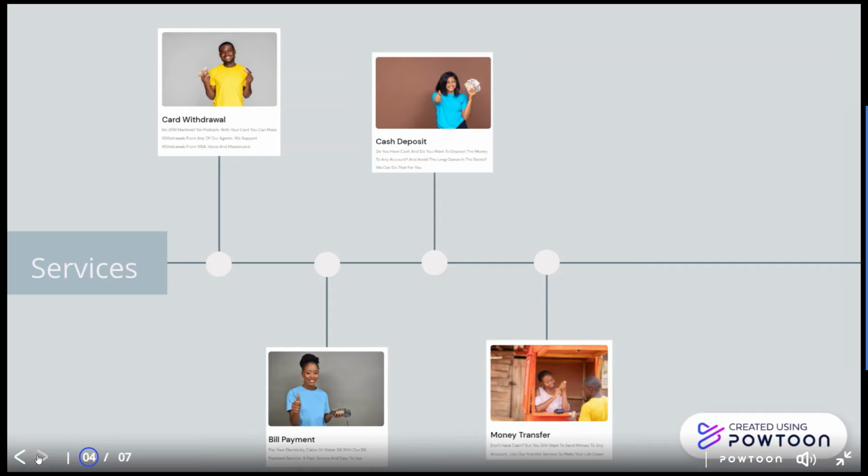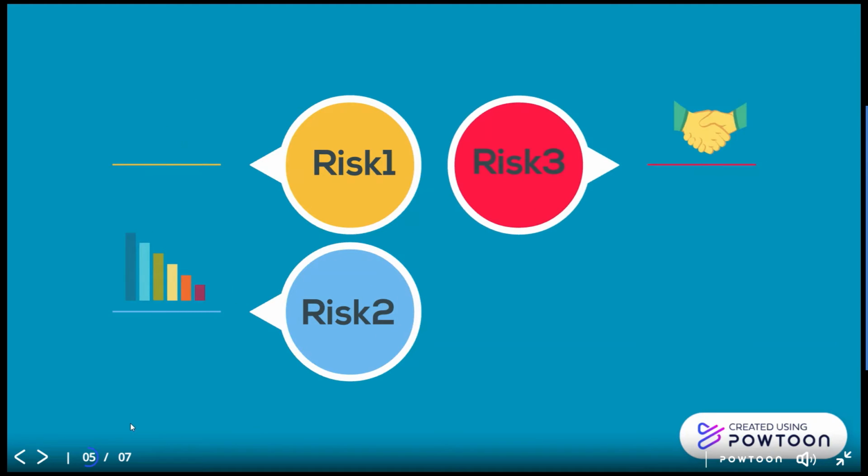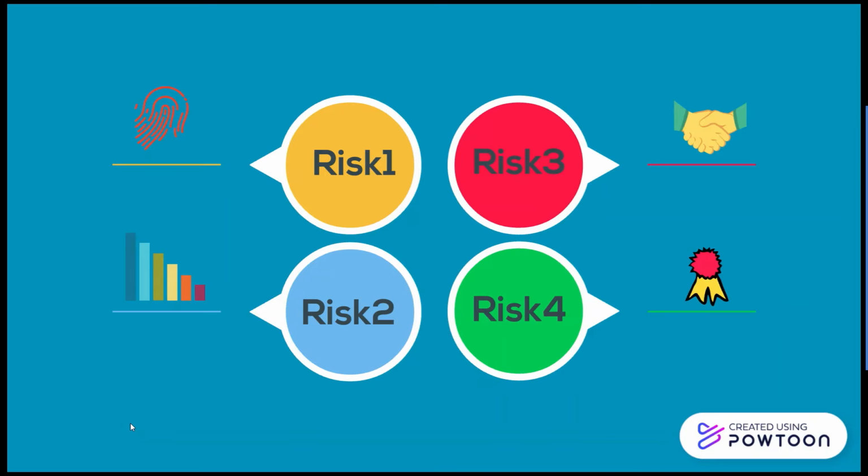Now, what are their risks? We'll be looking at that in the next slide. The first risk is unauthorized transactions, then data security, then their assets, and lastly, competition.